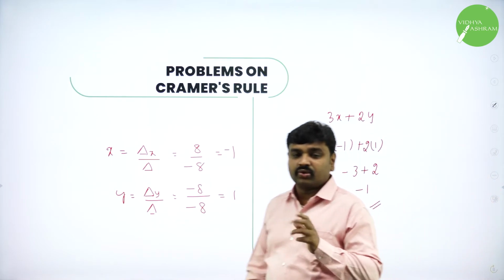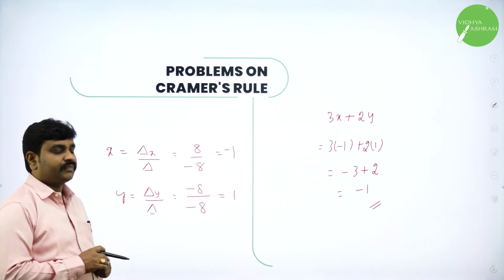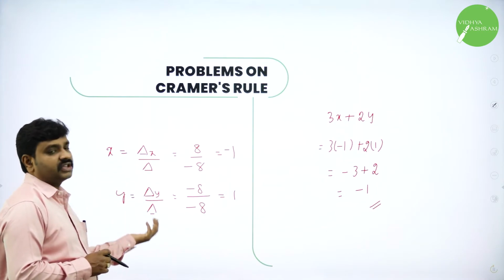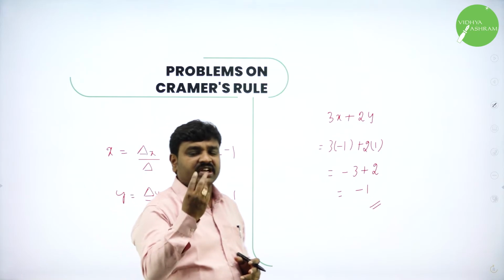So we solved the two simultaneous equations by what method? Cramer's rule. What is Cramer's rule? First find delta, then find delta x, then find delta y. x is delta x by delta and y is delta y by delta. Same thing we'll do for 3 cross 3 when they give 3 equations with 3 unknowns.